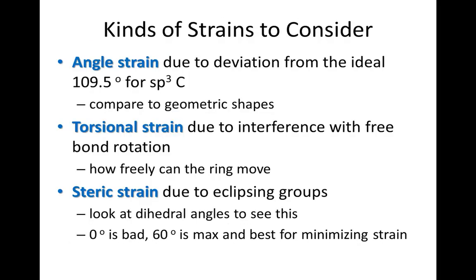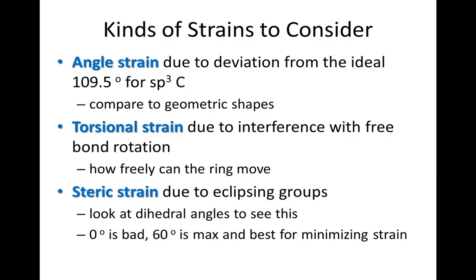So we know what angle strain is, and we're going to look some more at that and compare it to the geometric shapes. Some other possible strains are torsional strain, which is anything that interferes with free bond rotation, and so how much the ring carbons can flop around basically. And also the possibility of steric strain exists. We've just talked about that, where you're looking down a bond and you're trying to decide if there are groups that are kind of getting in each other's way. Remember, steric strain is two things can't occupy the same space at the same time.